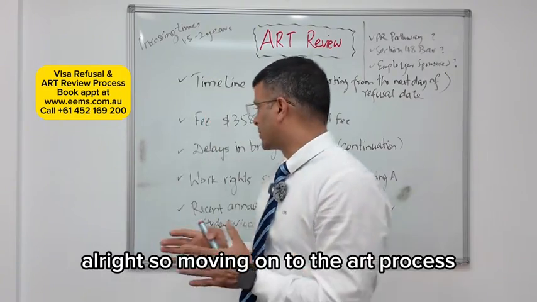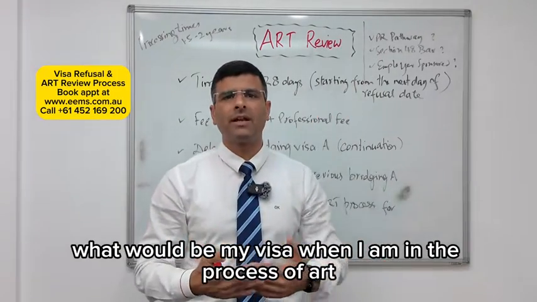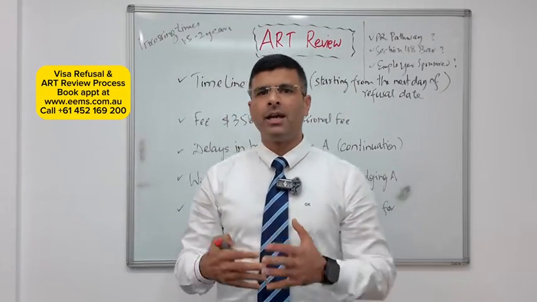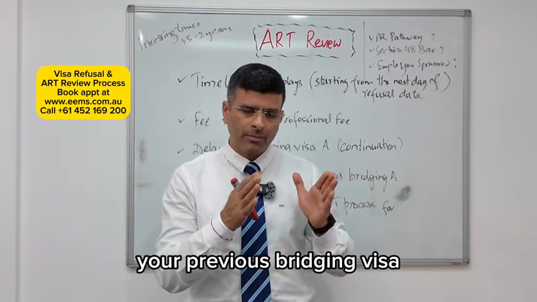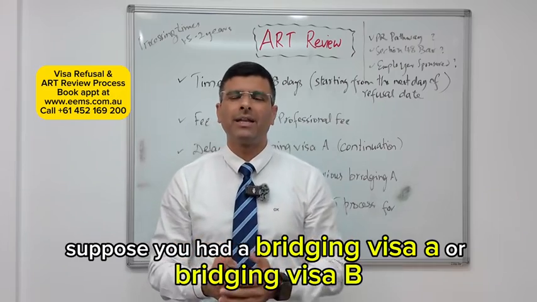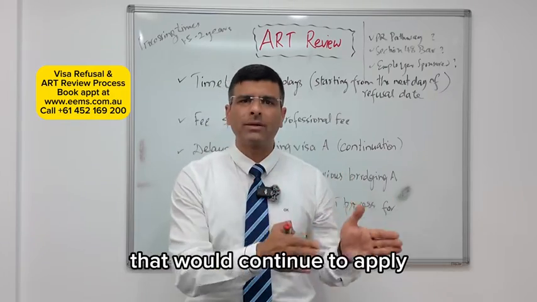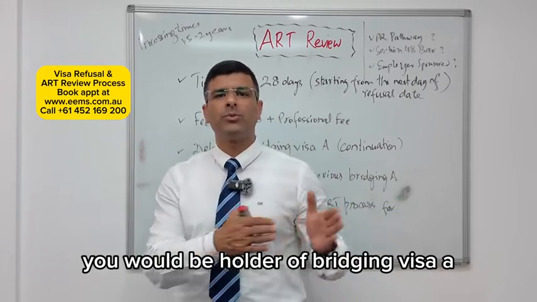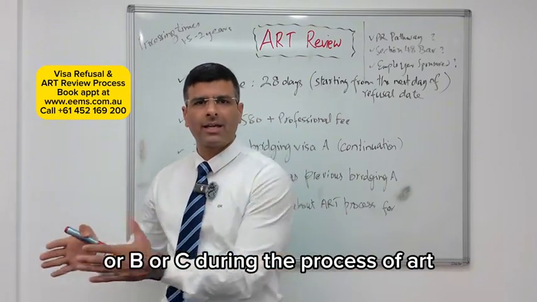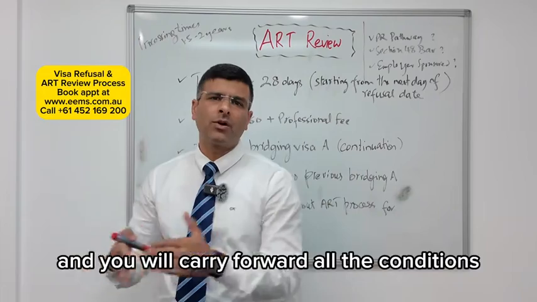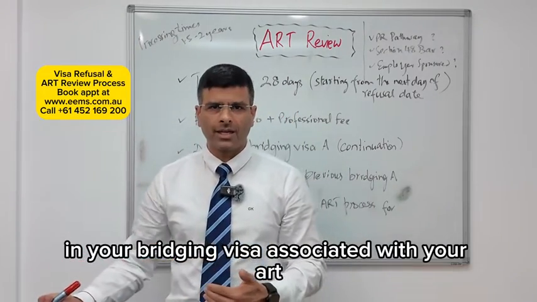Alright, so moving on to the ART process. A lot of people have questions: what would be my visa when I am in the process of ART? When you have made a valid application for ART, your previous bridging visa, suppose you held a bridging visa A or bridging visa B or even bridging visa C in some cases, that would continue to apply. You would be holder of bridging visa A or B or C during the process of ART, and you will carry forward all the conditions of the same bridging visa in your bridging visa associated with your ART application.